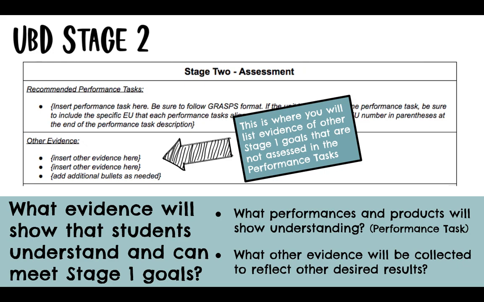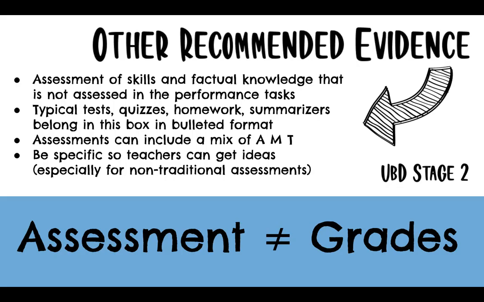All right, so remember back to the stage 2 template that there is also a second part to complete called other evidence. This is where you're going to list how you'll assess other knowledge and skills that were not assessed in one of the performance tasks. You are able to put typical tests and quizzes here, but keep in mind that as you begin to list the ways you're going to assess the other goals from stage 1, this section is intended to be a place where teachers can get ideas for good and different assessments, right? This is your chance to get creative and raise the bar for non-traditional assessments in your course.